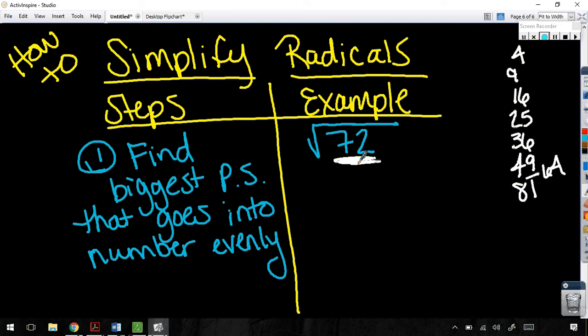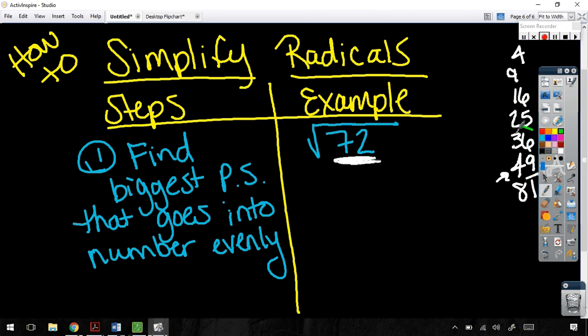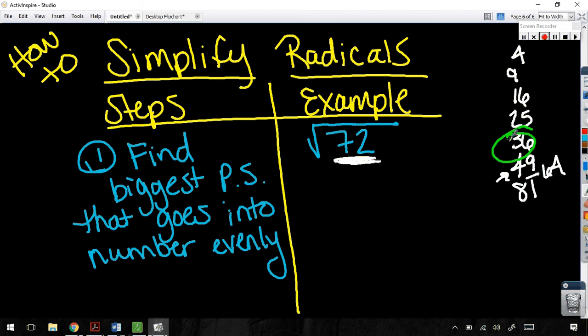Okay, so if I'm talking about 72, I'm going to start somewhere here and work my way up to see which one I can divide evenly by. Does that make sense? The biggest one you can divide and not get a remainder. 36, absolutely, because 36 times 2 is 72. So I know I'm going to use the number 36.